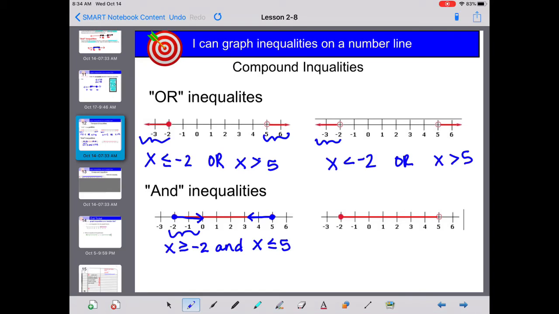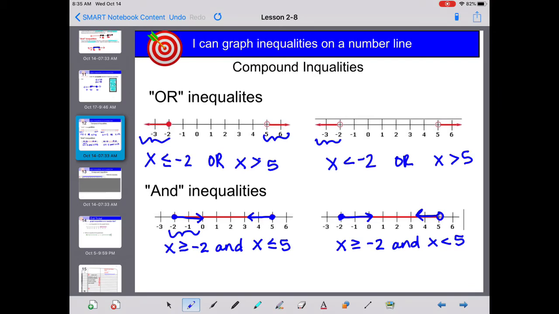Let's do the other one, or the last one. Focusing on the left one first, there was a circle and a line going this way. So I'm just using x. Again, you could use any variable you wanted. X is greater than or equal to -2, and x is less than 5. And then now you're done.